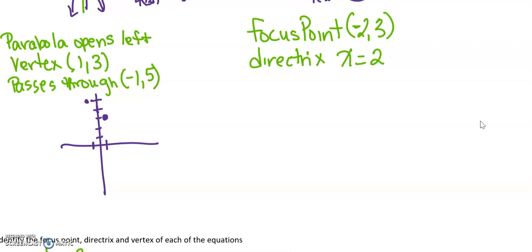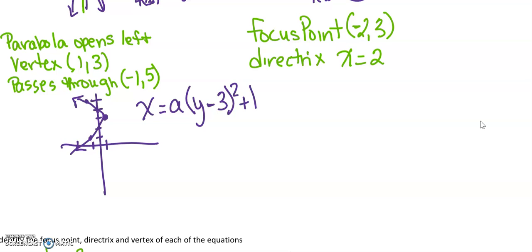So it's got to pass through that. So it probably has one on the other side as well. So it looks like my parabola is going to open this way. It says it opens left, and that would be correct. All right, so since it's opening left, I know it's x equals. So let's just put everything in here. A, we don't know yet. And then y minus the k value, so that's of the vertex, so that's a 3. And then plus the h value, which is a 1.